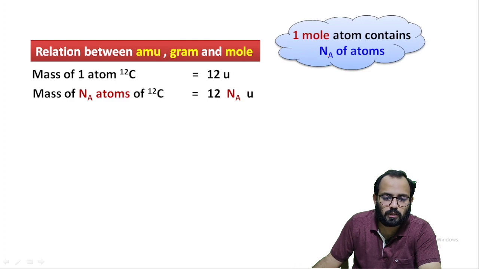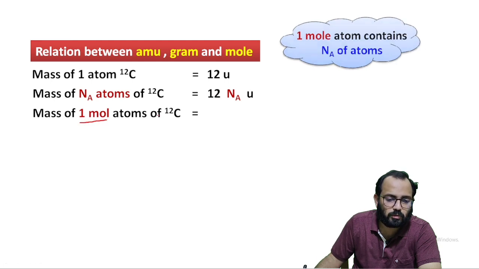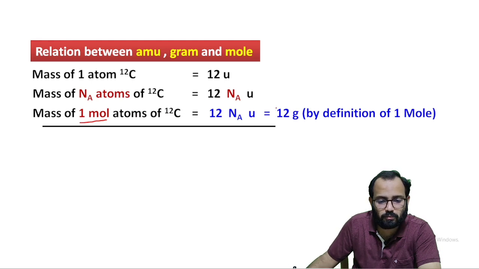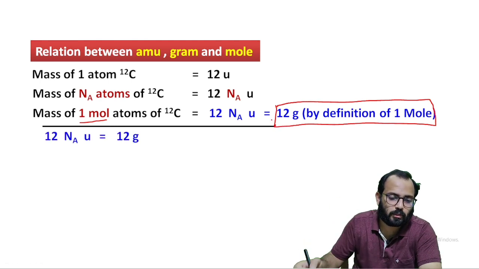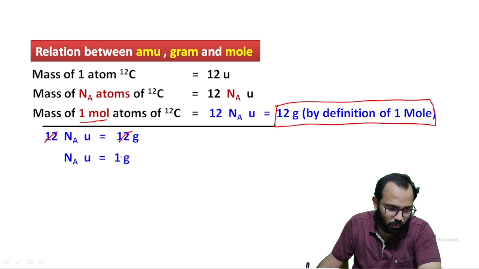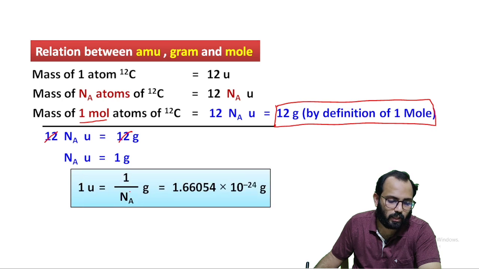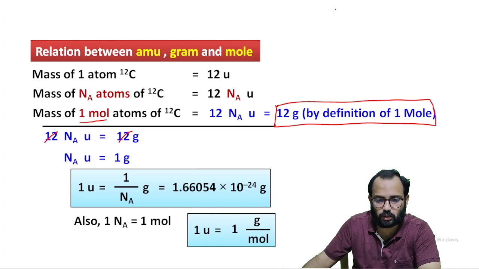So Na means Na atoms, 1 mole containing Na atoms. So I can write mass of 1 mole of atoms of carbon 12 is 12 Na u. The mass of 1 mole of carbon 12 we have predefined as 12 gram. So I can write 12 Na u is equal to 12 gram, and this gets cancelled. Na u is equal to 1 gram. So I can write 1 u is equal to 1 gram per Na, and Na as moles, so 1 u is equal to 1 gram per mole. This is very important. 1 u is equal to 1 gram per mole.